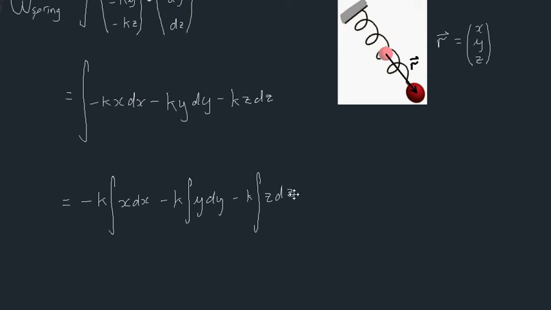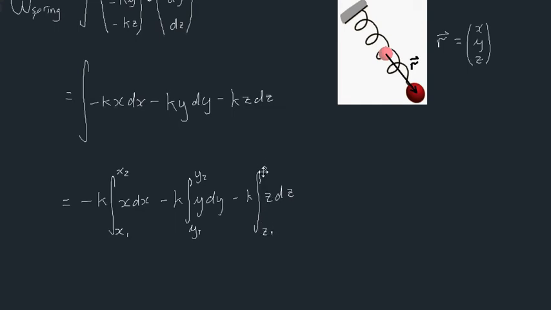And notice that the limits of integration will be from state 1, your position in state 1, to your position in state 2. So this will just be x1 to x2. These will be your limits of integration right here. Likewise, the limits of integration here will be from y1 to y2. And limits of integration here will be from z1 to z2. Not too much of a surprise.